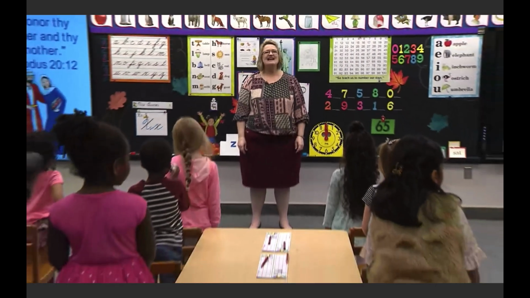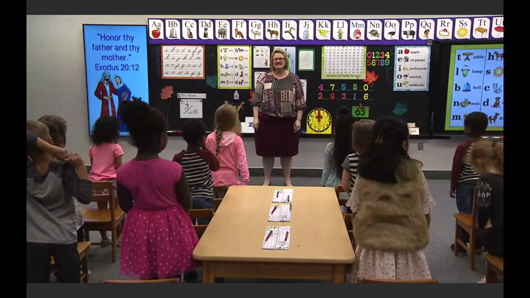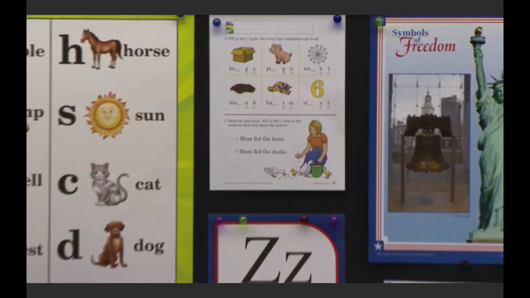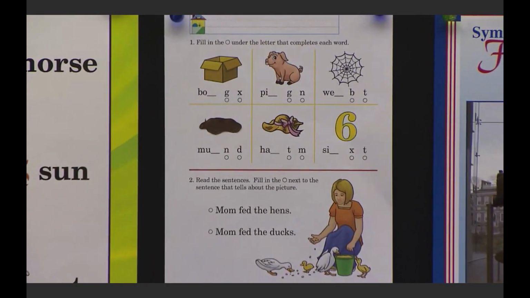Salami, zucchini. Which is it? Zucchini. It is zucchini. Class, stand. Tell me your sentence. Begin. Z says Z as zebra. Z says Z.